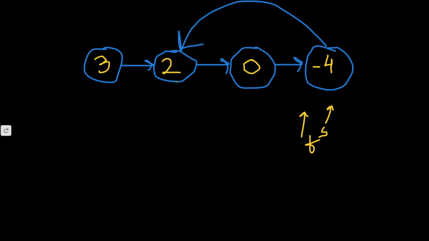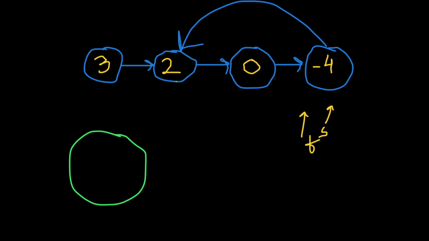Before moving ahead with the coding, one point we can discuss is how can we justify that both the fast pointer and slow pointer will meet at some node if there is a cycle. If there is a cycle, can we guarantee that the fast pointer and slow pointer will always meet at some node? To justify this idea, let's consider a cycle.